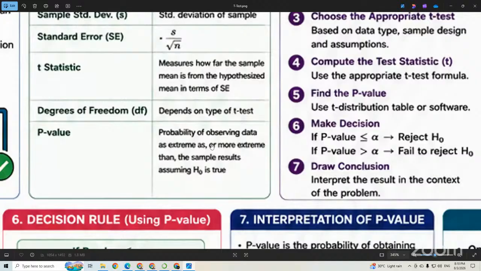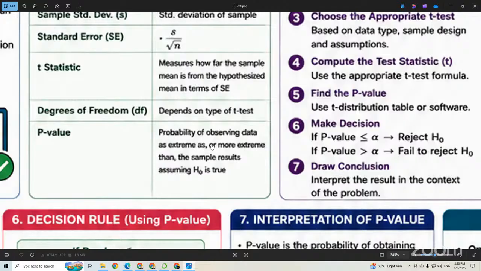And what is the meaning of degree of freedom? If the number of data points is n, then the degree of freedom will be n minus 1. It depends on the specific type of the data set, so according to that, we will choose, according to the t-test.